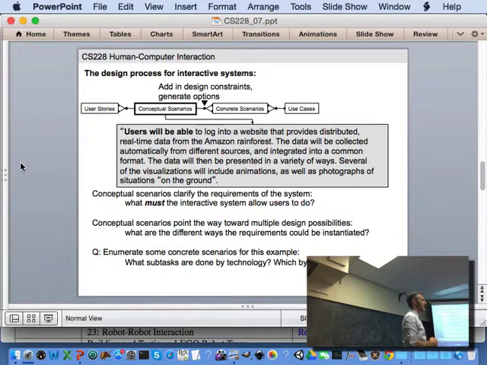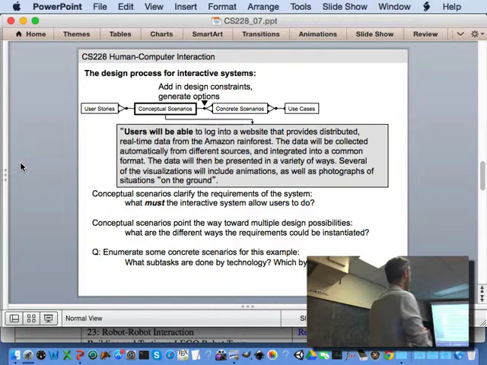So conceptual scenarios, if they're written well, start to clarify the requirements of the system, right? What must the interactive system allow the users to do? We're collecting data in real time. If we're going to the effort of collecting data in real time, that assumes that maybe there's a real-time video feed or something that our users want to watch. Why are we bothering collecting things in real time if we're not going to display it in real time? Okay. Conceptual scenarios point the way towards multiple design possibilities, right?